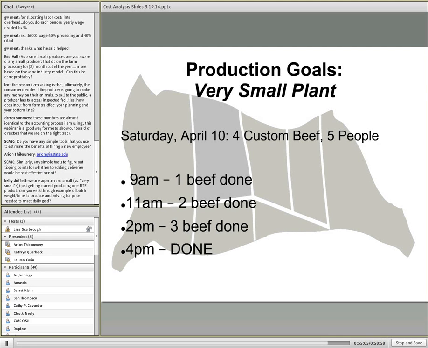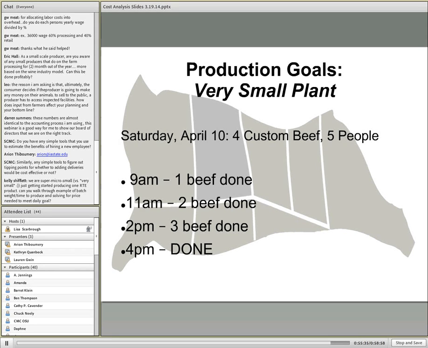There's a question here: any simple tools to figure out tipping points for whether adding deliveries would be cost effective or not? I would say the same thing. What's your overhead on the van or the truck or whatever it is to drive deliveries? How much does the driver cost? Can you either charge enough specifically for the delivery, or could you increase existing sales enough to pay for that overhead? Is there enough margin? That's how I would approach that.